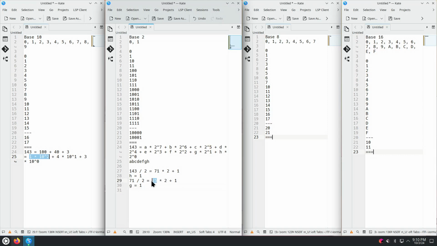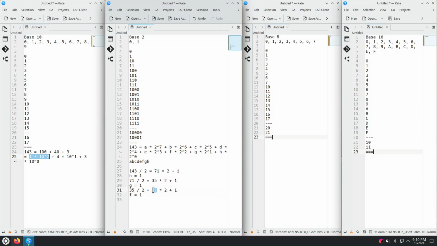And we have a 35, which we need to divide further. 35 divided in integer fashion by 2 equals 17, 34 divided by 2 is 17, times 2 plus 1. The next one is F. F is what remains, which is 1.